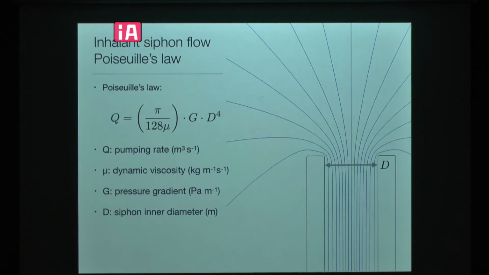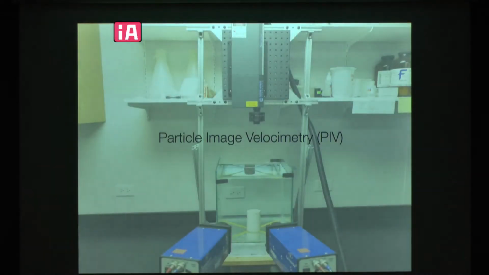Another important number is that pumping rate that I mentioned before, and one way to find it is using Poiseuille's law, which describes flow through a pipe, or in this case a siphon. So it's related to the dynamic viscosity, the pressure gradient along the siphon, so the fluid flows from high to low pressure, so the pressure decreases along the length of the siphon, and the siphon inner diameter. And so you can see this is a fourth power here, so this term is going to be very important, and a little bit later on I'm going to be coming back to why this is such an important term. Okay, so that's most of the equations.